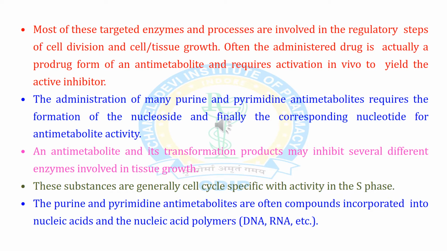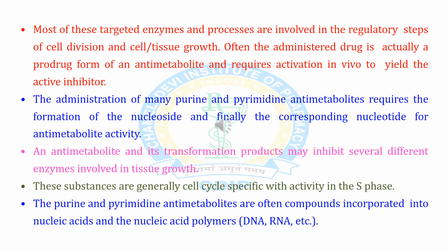Often the administered drug is actually a prodrug form of an antimetabolite and requires activation in vivo to yield the active inhibitor. The administration of many purine and pyrimidine antimetabolites requires the formation of the nucleoside and finally the corresponding nucleotide for antimetabolite activity. An antimetabolite and its transformation product may inhibit several different enzymes involved in tissue growth. These substances are generally cell cycle specific, with activity in S phase.